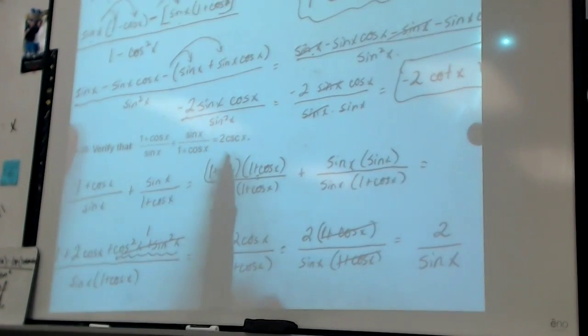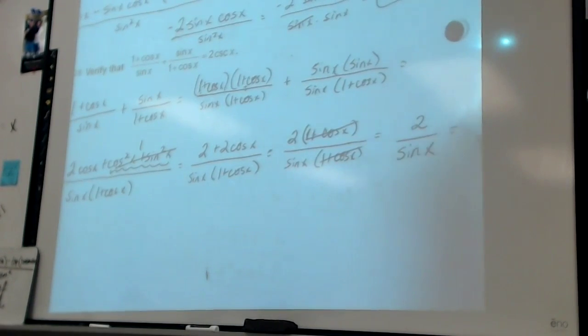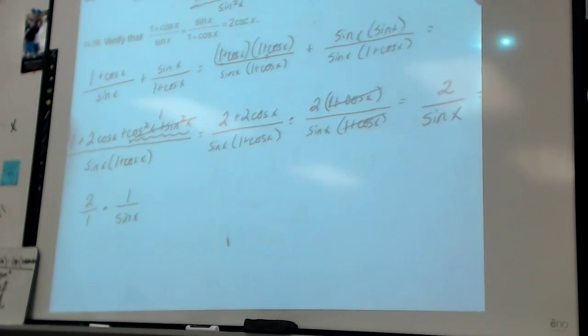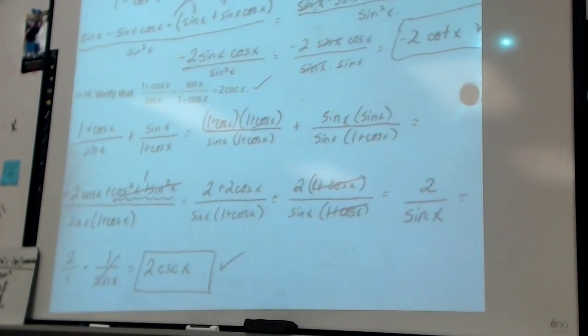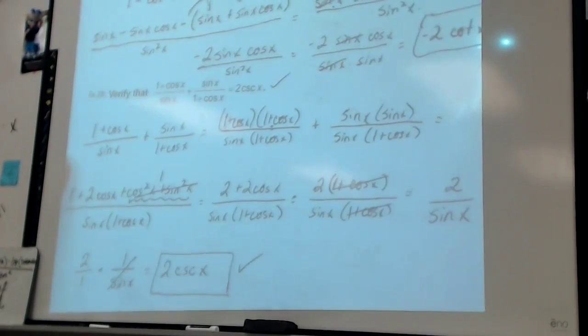But that's not what I'm looking for. I'm looking for 2 cosecant x. Well, I can see that right there. 2 over sine x is the same as 2 over 1 times 1 over sine x. So 1 over sine x is cosecant x, and you have 2 cosecant x. So it checked out. Are your minds blown yet? Okay, let's move on.